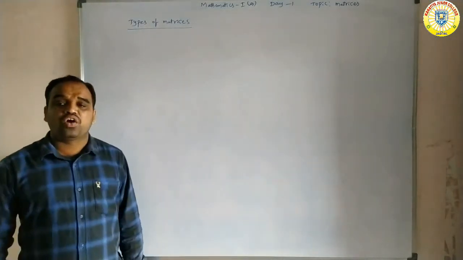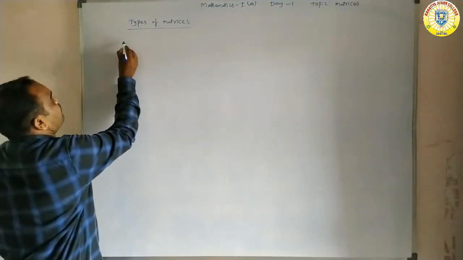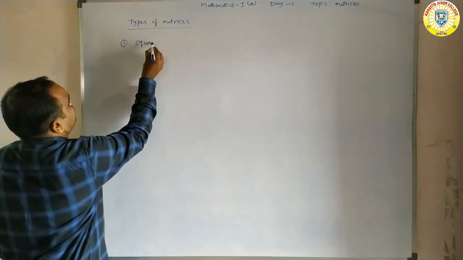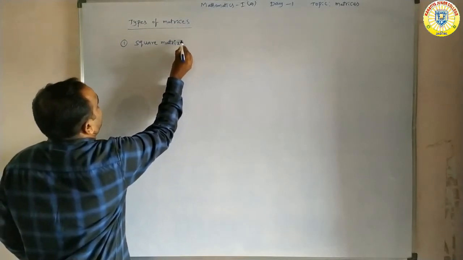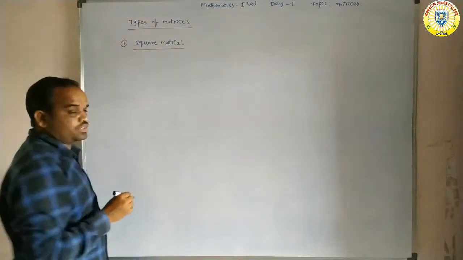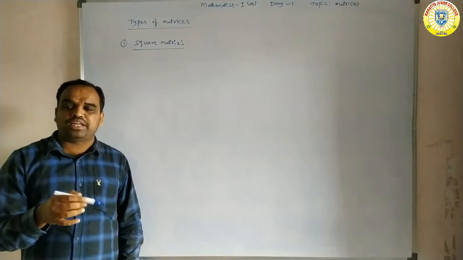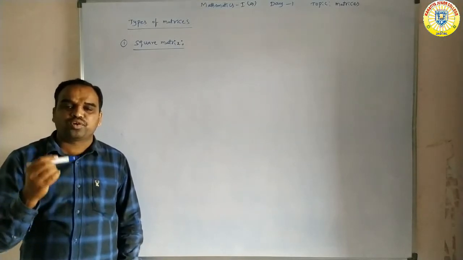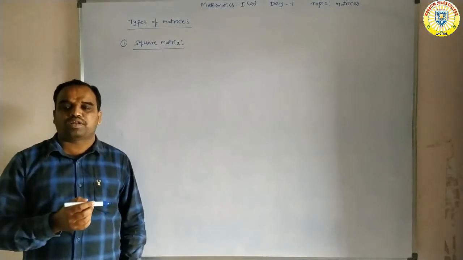Now we are discussing the types of matrices. The first one is the square matrix. A matrix capital A is said to be a square matrix if the number of rows in capital A is equal to the number of columns of capital A.